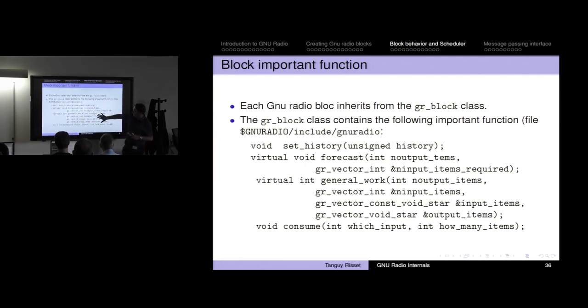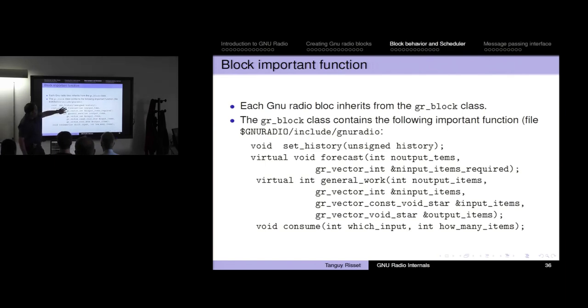So let's talk first about general_work. Marcus yesterday talked about this method. The general_work is a method that every block has, and which is executed when the block is called once. It always has the same input parameters. It has 4 parameters: noutput_items, ninput_items, which is a vector of int, and 2 vectors which are the streams that are inputs or outputs to the block. I will come back to that.